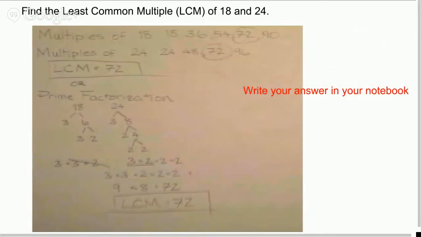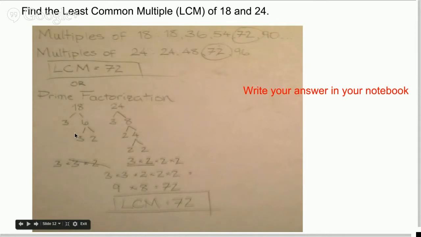All right, here I wrote it out for you. Multiples of 18: 18, 36, 54, 72, 90. Multiples of 24: 24, 48, 72. So they share 72. Or we could have done prime factorization.